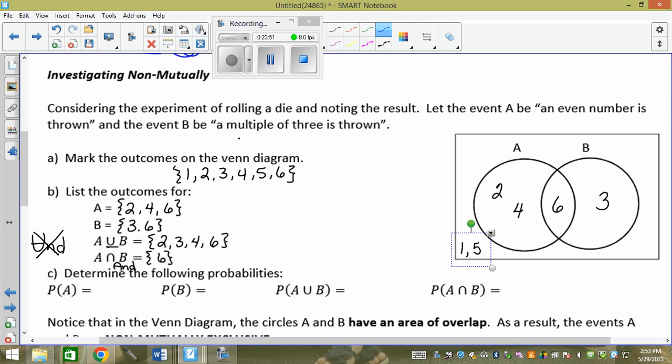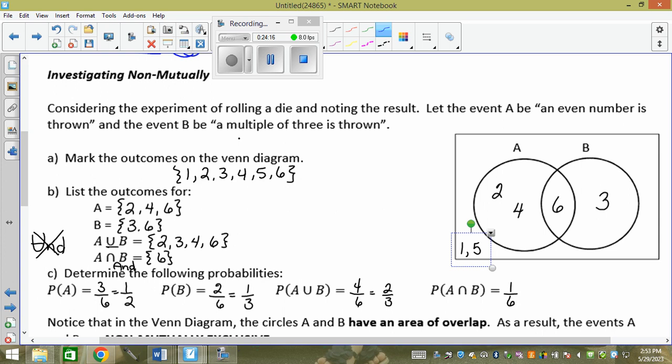So what's the probability of A? 3 out of 6, it didn't change because A didn't change, right? So B completely changes. So it's going to be 2 out of 6, which reduces to a third. A or B is 4 out of 6, which reduces to 2/3. And A and B would be 1 out of 6.